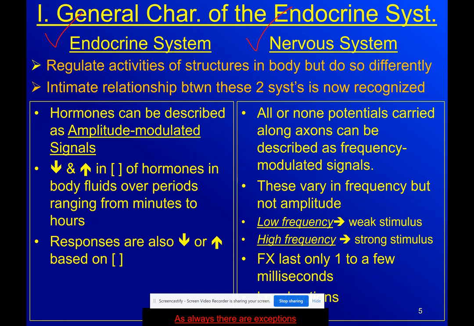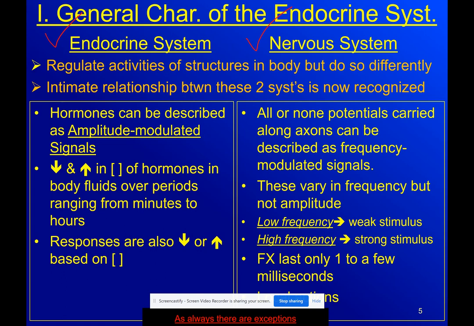Back in the day, when we were first discovering how things worked, a lot of people just assumed that this system was over here and that system was over there, and they didn't influence each other. But we've really come to realize that, yeah, they do. There is a huge amount of interaction between them.